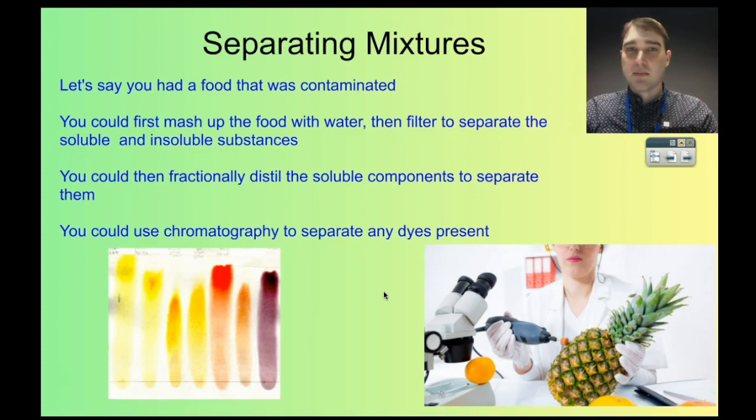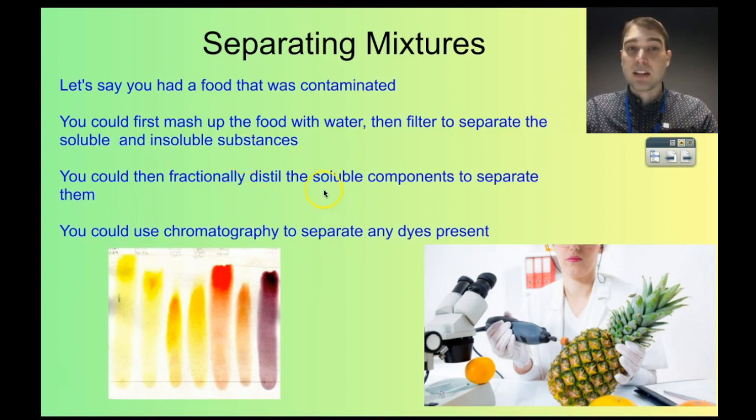So why is this handy? Well, let's say you have food that's contaminated with something, or you have an allergic reaction to a particular food and you don't know why. You could analyze that food in lots of different ways. So you could mash up the food with water, and most of the soluble stuff in the food, depending on how long you mash it and mix it with water, will go into the water, and then you'll be left with a solid. So you could filter the food mash and you'd separate out the soluble substances from the insoluble substances, and then you could analyze the soluble substances and analyze the insoluble substances.